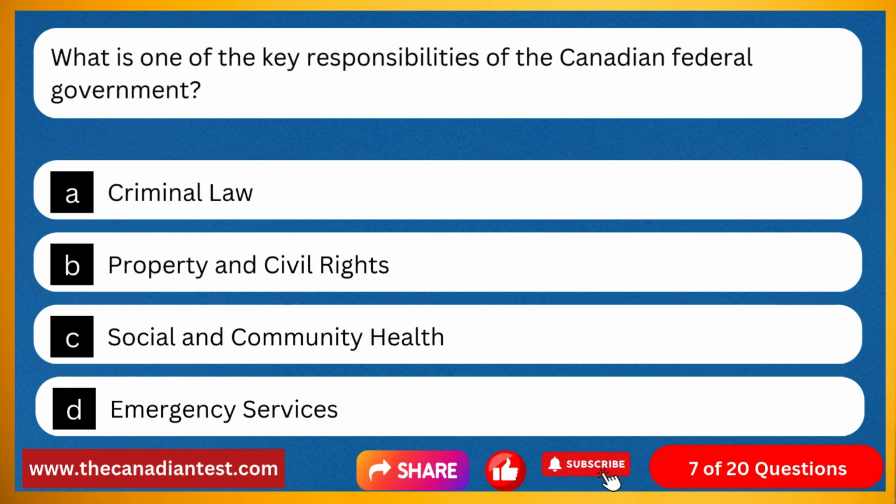Question 7. What is one of the key responsibilities of the Canadian federal government? Option A, criminal law. Option B, property and civil rights. Option C, social and community health. Option D, emergency services.